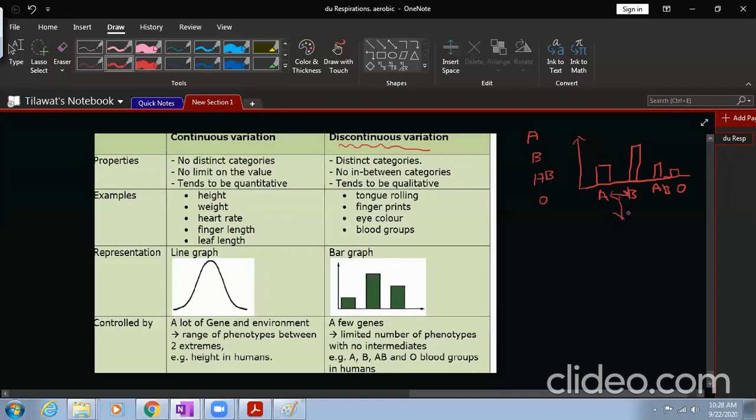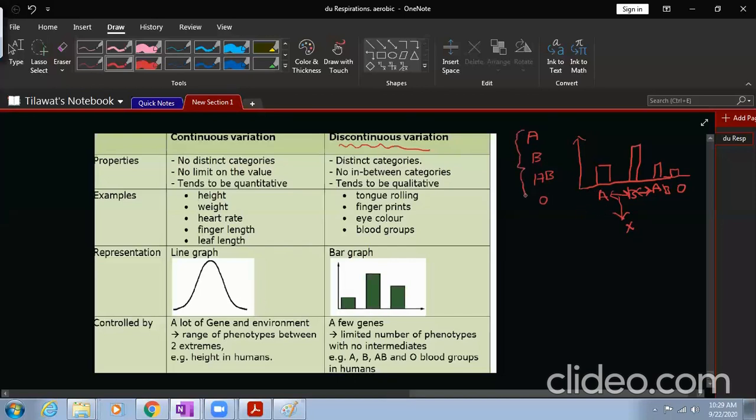Do you have any value? No. You will not find any value between B and AB. I mean there is no intermediate between two values. Nothing between two categories: A or AB, B or O. Nothing between A and B, and nothing between B and O. This is clear.